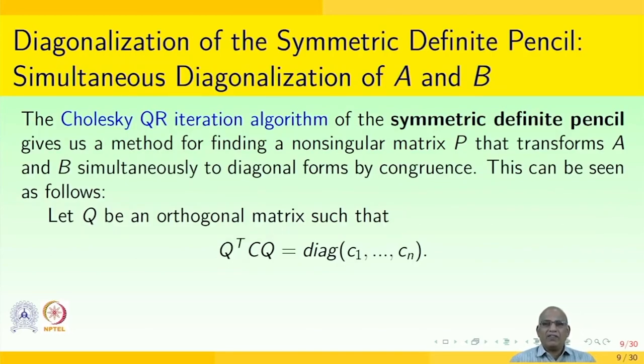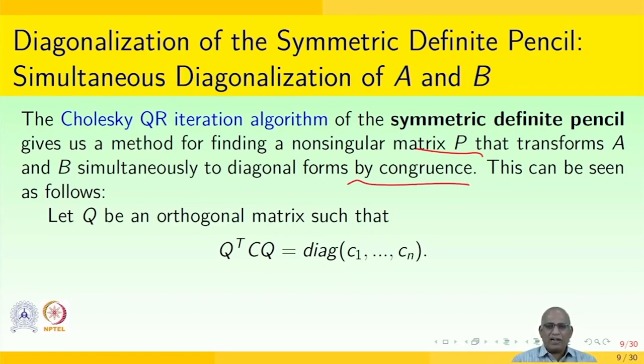Diagonalization of the symmetric definite pencil, simultaneous diagonalization of A and B. The Cholesky QR iteration algorithm for the symmetric definite pencil gives us a method for finding a non-singular matrix P that transforms A and B simultaneously to diagonal form by congruence. This can be seen as follows.